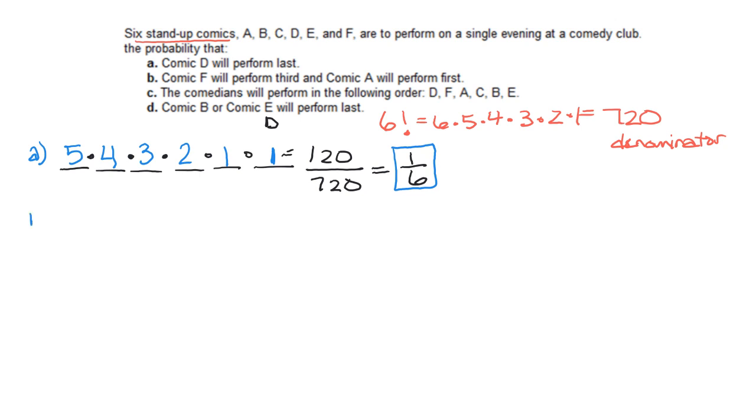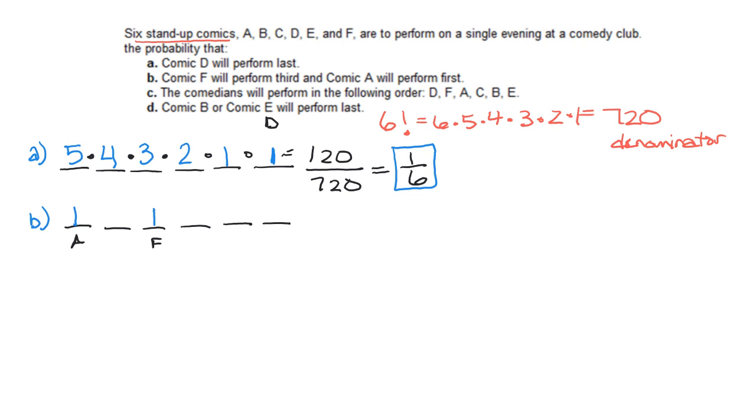All right, let's look at the second one there. Again, we're going to have 6 comics, and it says comic F will perform third and comic A will perform first. So we're going to put comic A as first right here, and comic F will be third. All right, so we ask ourselves, how many ways can we choose comic A? Well, there's only 1 individual that's comic A and 1 individual that's comic F. That's 2 people out of 6.